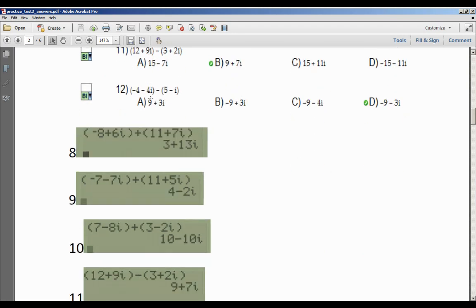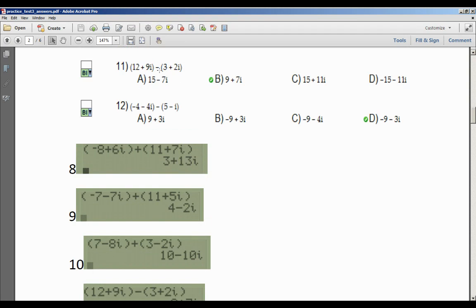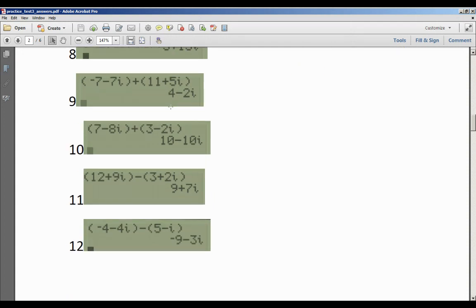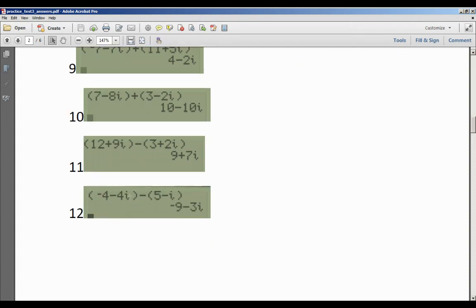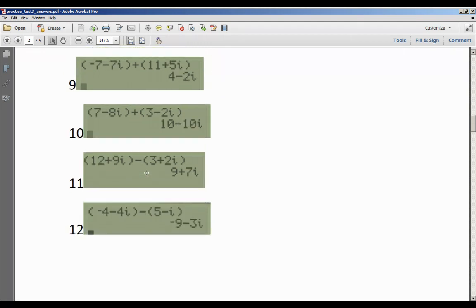It takes time. Just remember on numbers 11 and 12, this minus sign that precedes the parenthesis, it obviously changes the signs of the terms within. If you're doing it with your TI, it's smart enough to figure that out. So here are numbers 8, 9, 10, 11, 12, all done with your calculator, but you're just combining. i could be any other letter. i could be a letter x. It's just a variable. Combine i's with i's and integers with integers.